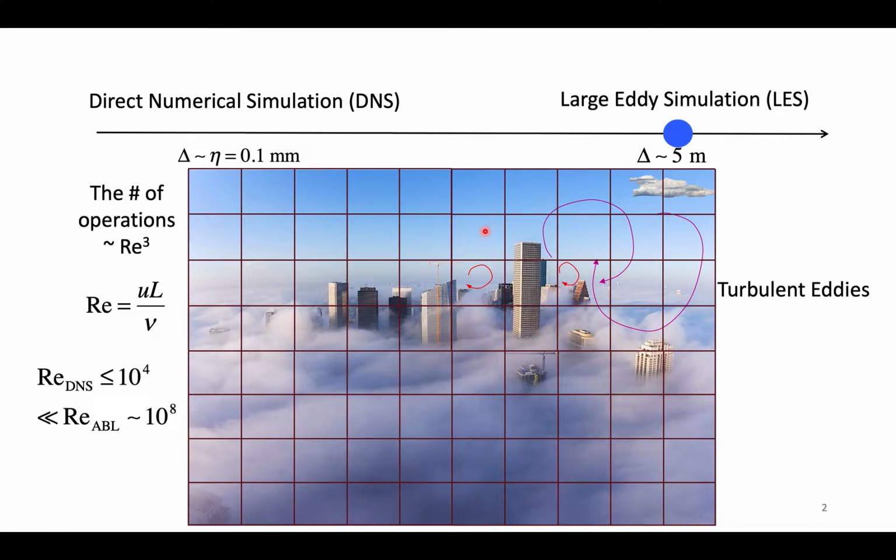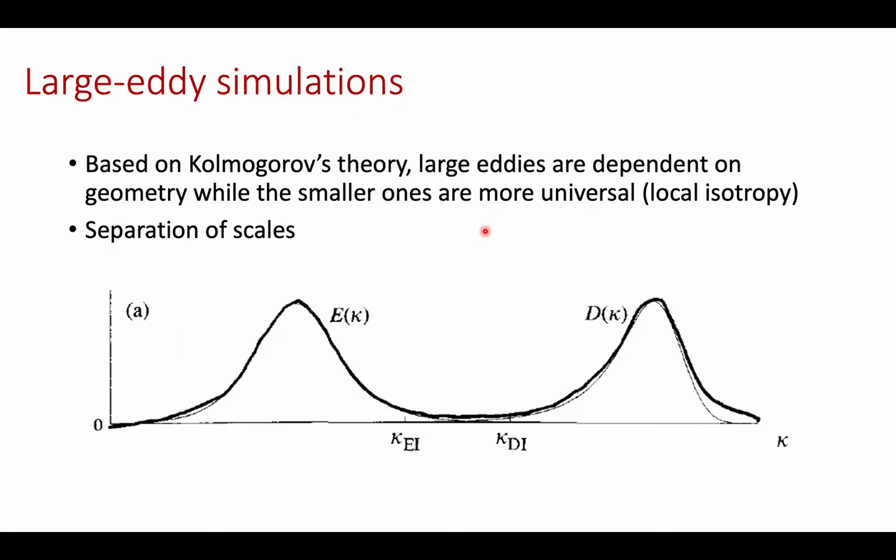Okay. So with this brief introduction, let's dive a little bit more into the theory of large eddy simulations. So what is it based on actually? It's based on the Kolmogorov theory that we talked about in the previous lecture. As we talked about in Kolmogorov theory, the large eddies are dependent on the geometry, while the smaller ones are more universal. One of the assumptions of Kolmogorov was that we have local isotropy in the smaller eddies. Another assumption was that for high Reynolds number flows, we have separation of scales between the energy containing eddies and the dissipation scale. So we have this nice separation of scales if the Reynolds number is pretty large.